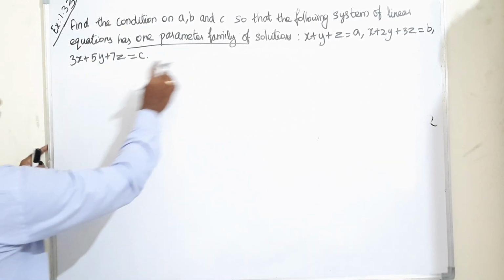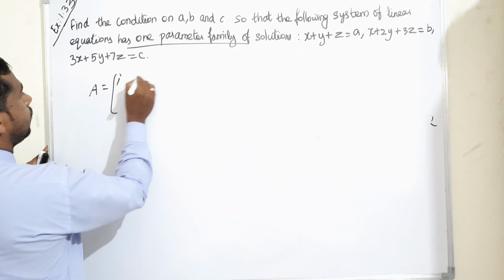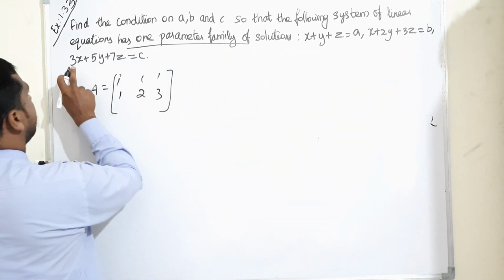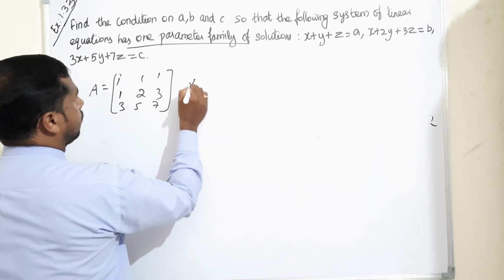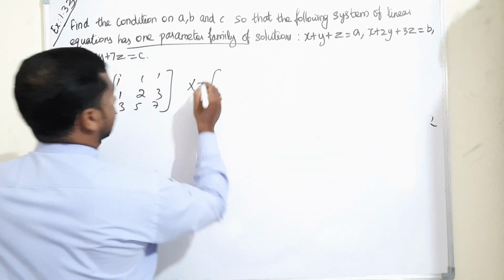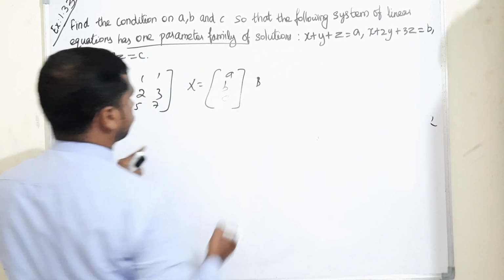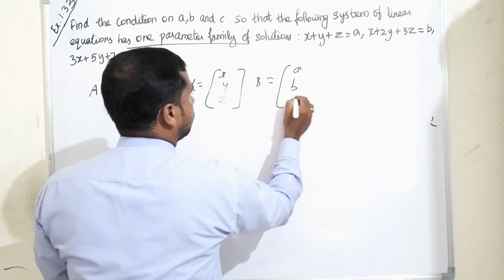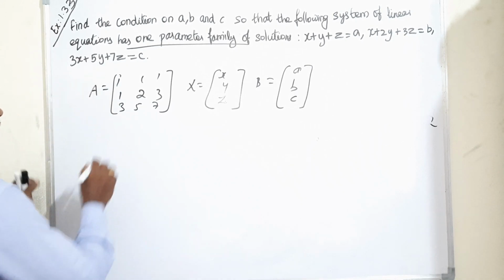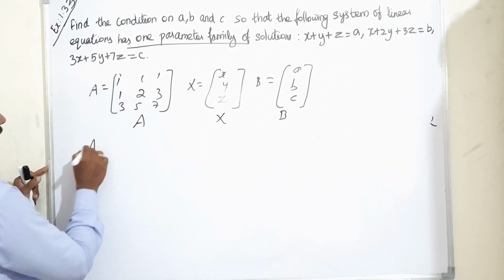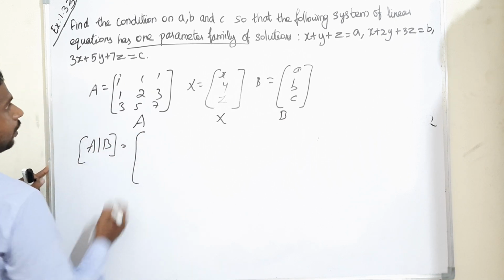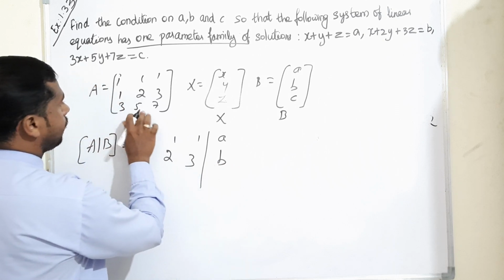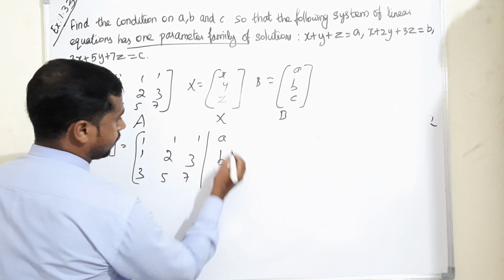Okay, what is the equation? First equation. So A is equal to [1, 1, 1; 1, 2, 3; 3, 5, 7]. The constants are a, b, c, and the variables are x, y and z. Consider capital A, X and B, the augmented matrix, comparing with B. What will happen? [1, 1, 1, a; 1, 2, 3, b; 3, 5, 7, c], isn't it?